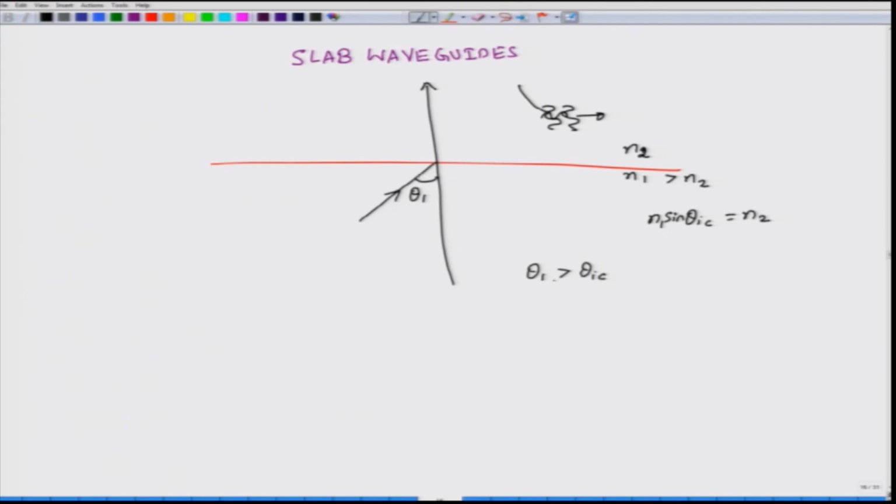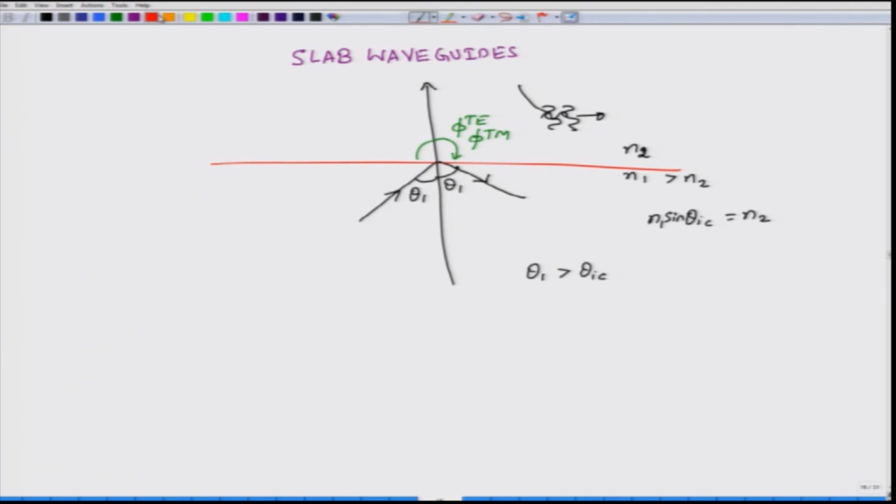What happens when theta 1 is greater than theta IC? You know very clearly that the incident light would actually get reflected back. So, this is the phenomenon of total internal reflection. Of course, from the wave theory point of view, there will be an additional phase shift that this reflected light will experience, and this phase shift depends on whether we are dealing with TE or TM. That is the reason why I have not yet introduced the phase information here, and am simply dealing with the ray approximation.